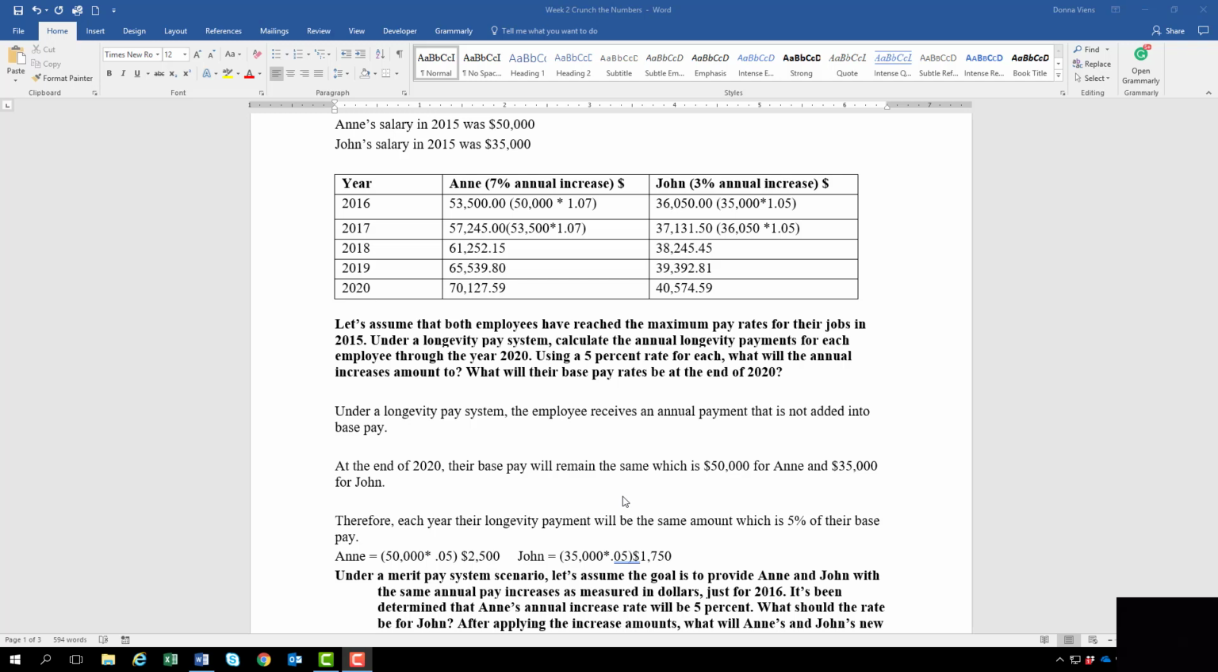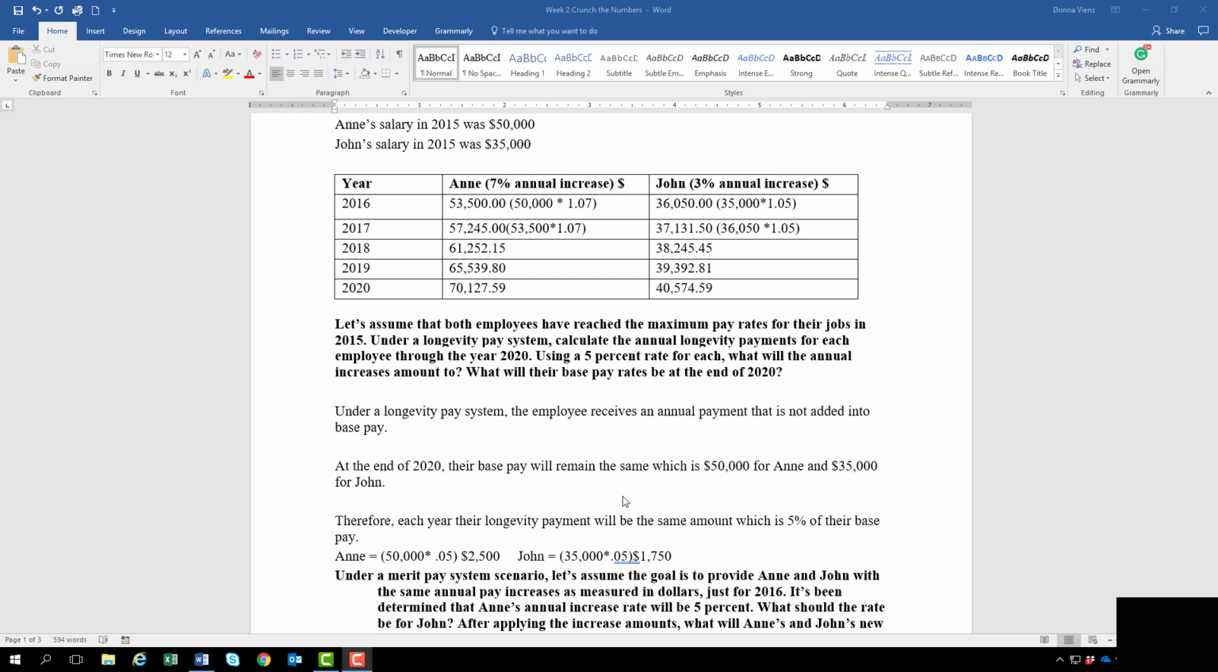They're getting to the point where they've been there too long, and they started at a good pay, and each year they get that little bit of increase, and now they're at a point where what they're making for their job is not actually comparable in the marketplace because they make too much. Under a longevity pay system, the employee receives an annual payment that is not added into base pay.